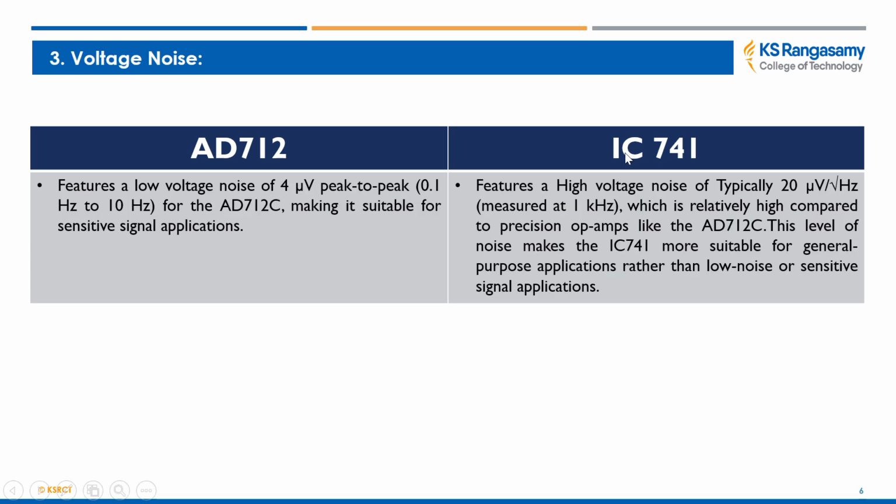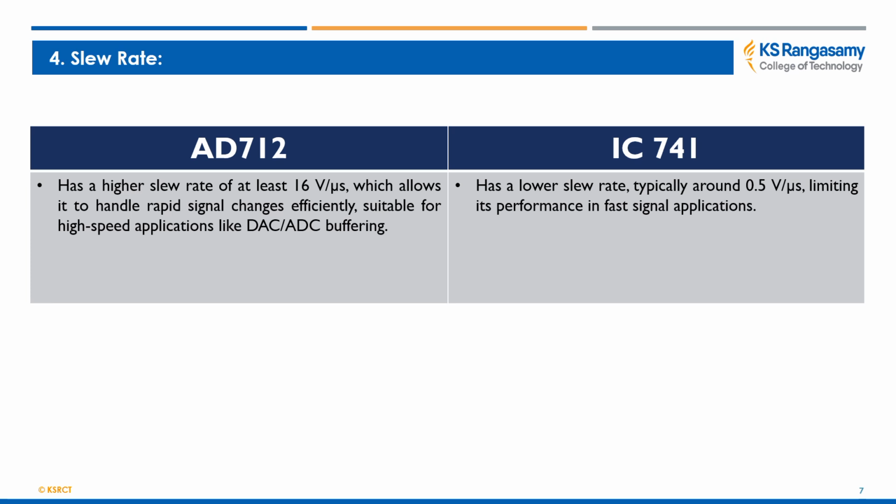Next, voltage noise. AD712 has low voltage noise, compared with the high voltage noise of IC741, so it is suitable for sensitive signal applications. IC741 is more suitable for general purpose applications rather than low noise or sensitive signal applications.